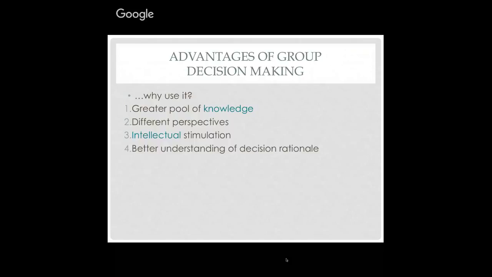It also clarifies our decision rationale. When you're trying to explain your situation and why you want to make a certain decision to someone, it forces you to clarify your own thinking. All right. And it actually increases commitment to the decision. If 5 people make a decision together, the chances of all 5 of them sticking with that decision are bigger than if all 5 of them were told to do this thing by their boss.